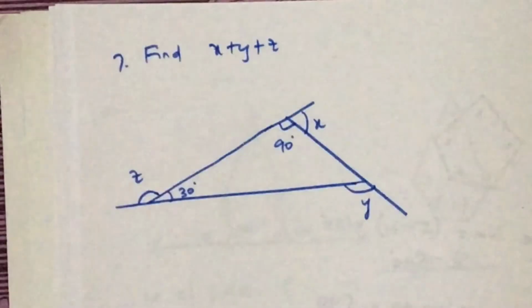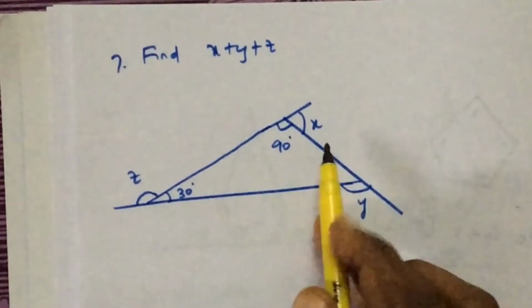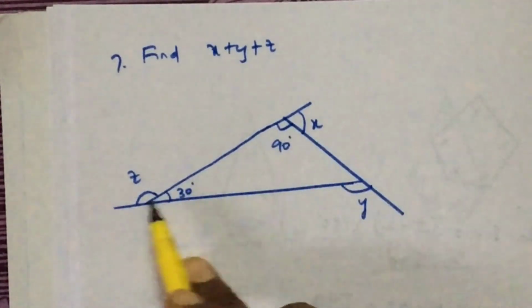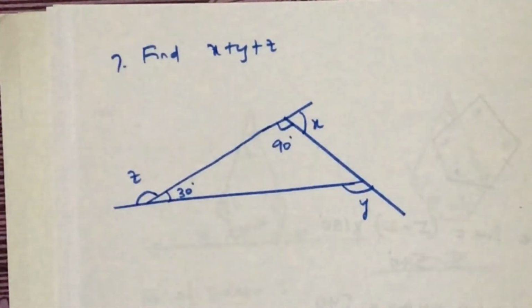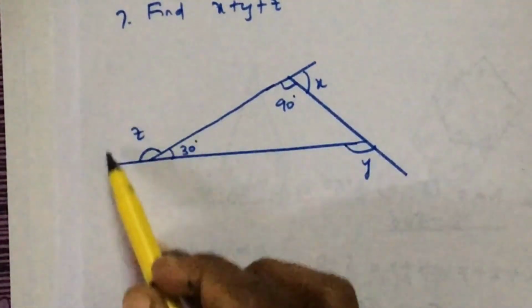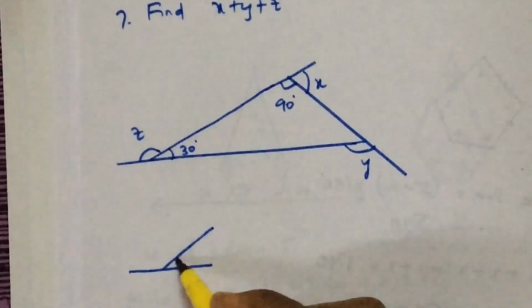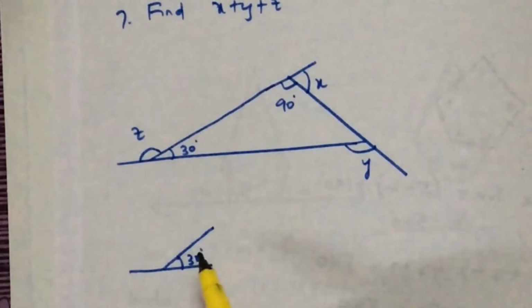Okay, next problem is you have to find x plus y plus z. Here it is x, here it is y, and here it's z. First you have to find x, y, z, then we can add them. First let me take this part alone. What is this? It is like this. This is 30 and this is z.